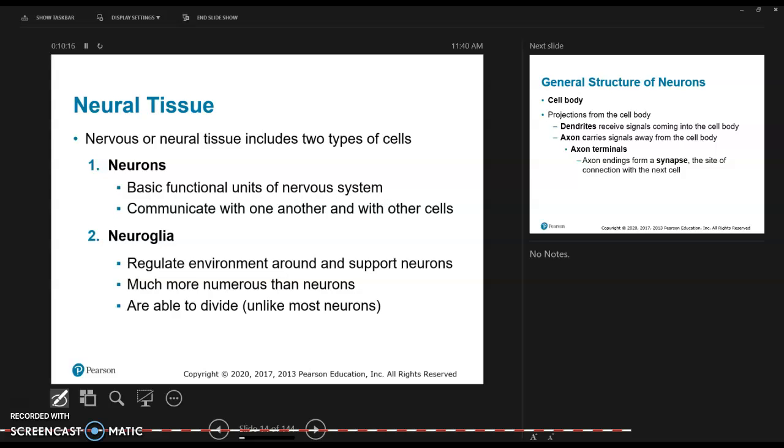Neural tissue, nervous tissue, includes two types of cells. You need to know these. Neurons are the nerve cells. We also call them nerve cells. And then neuroglia are the support cells that support the neurons.